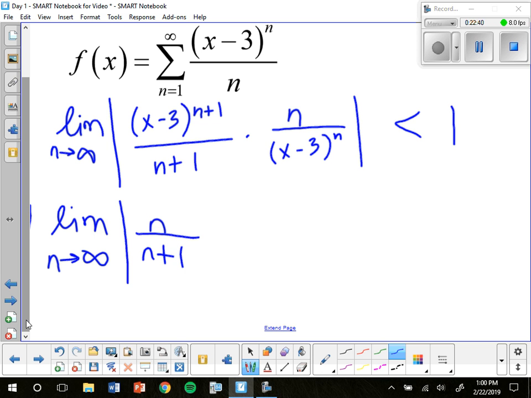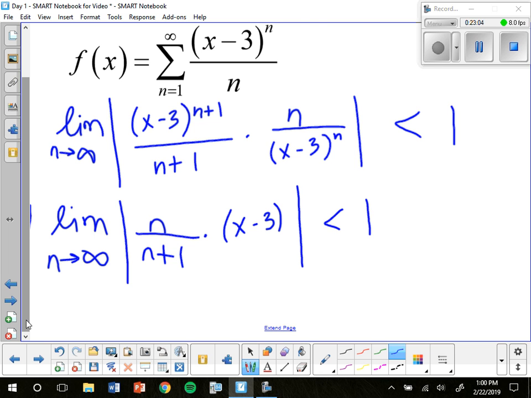And then I'm going to be left with the x minus 3 to the n plus 1 and the x minus 3, they do simplify. Where do I have an extra x minus 3? One extra on top. So it's times x minus 3. And that has to be less than 1. So now we only have one x in there. That's great. It's looking a lot more simple.